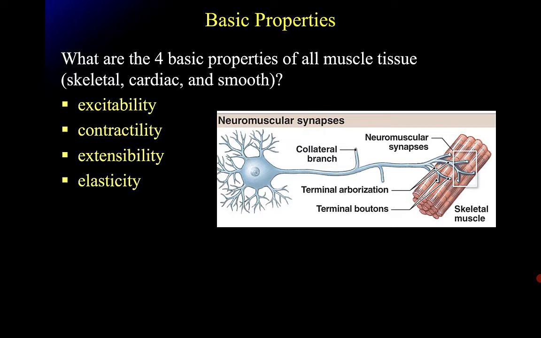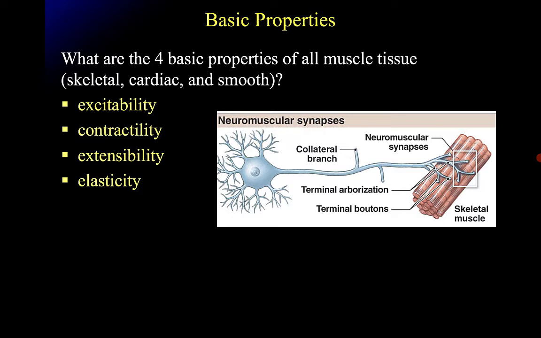I've actually listed that second here because prior to contraction, the muscle cell must be excited. So we call this property excitability. And in this diagram here, we can see that we have a motor neuron sending a signal down to our neuromuscular synapses, which will cause the excitation of this muscle. Now, in addition to the excitability and contractility, muscle has some extensibility.